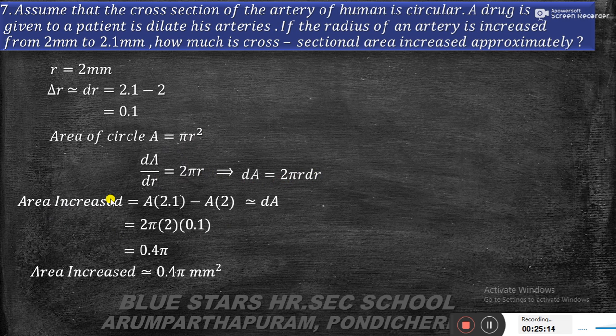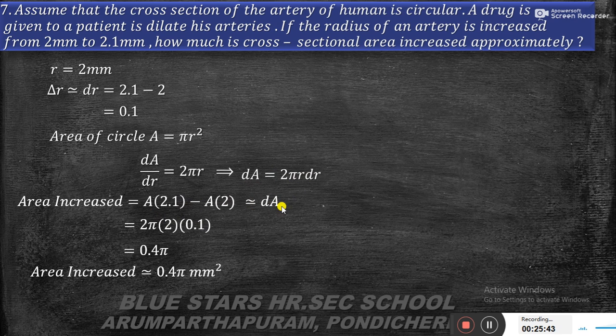So the area increased. Next one, area increased means it is increased from 2 to 2.1. So therefore area of 2.1 minus area of 2 is dA. That means area of 2.1 we represented, here dA equal to 2 pi r dr. So area of 2.1 minus area of 2 equal to dA.